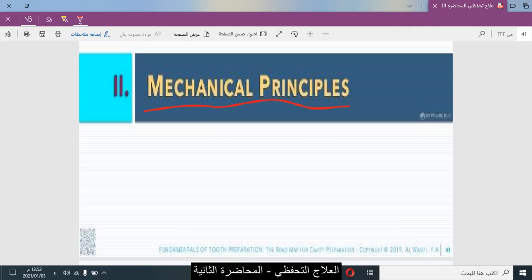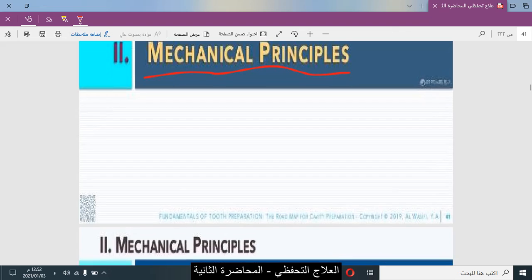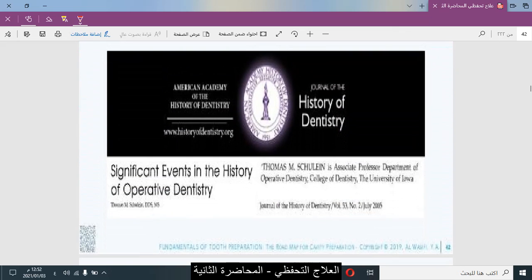We are afraid of these 3 forces, mainly shear and tensile forces, which are more destructive, either to fracture the restorative material, or to break the tooth structure, or to make loading on the TMJ and cause temporomandibular joint problems. So we have to design the cavity to acquire these mechanical principles.